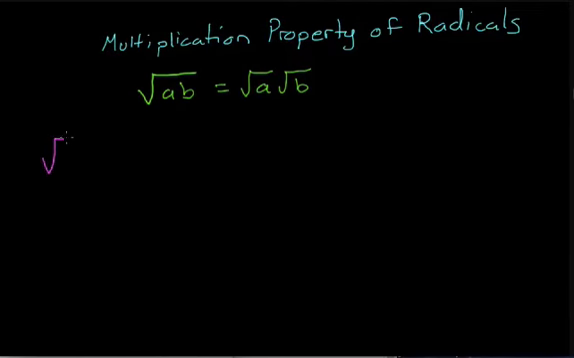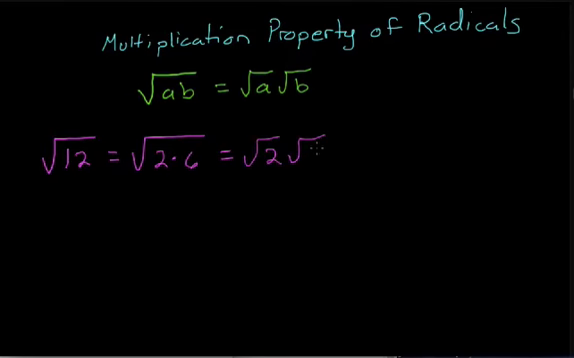Let's say we've got the square root of 12. Well, if we could rewrite 12 as the product of two numbers, let's say 2 times 6, can we use this property to simplify the square root of this product? Well, actually, no, we can't. The square root of 2 times 6 is just the square root of 2 times the square root of 6. And the square root of 2 is an irrational number, and the square root of 6 is an irrational number, so this is really not going to work for us. This doesn't help us at all.